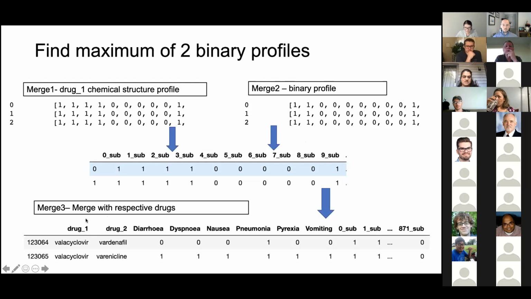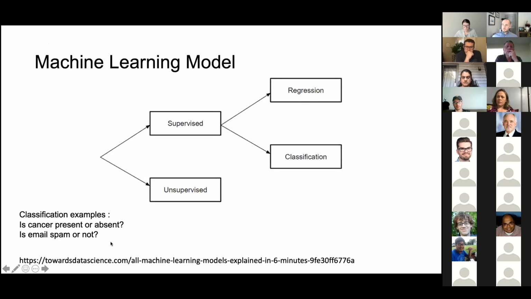So finally, after merging with the respective drugs and making sure that the chemical structure profile was specifically for the specific drug-drug pair, I got a data set where there was drug 1 of the drug-drug pair, drug 2 of the drug-drug pair, the side effects of those drug-drug pairs, and the chemical structure profile of those drug-drug pairs.